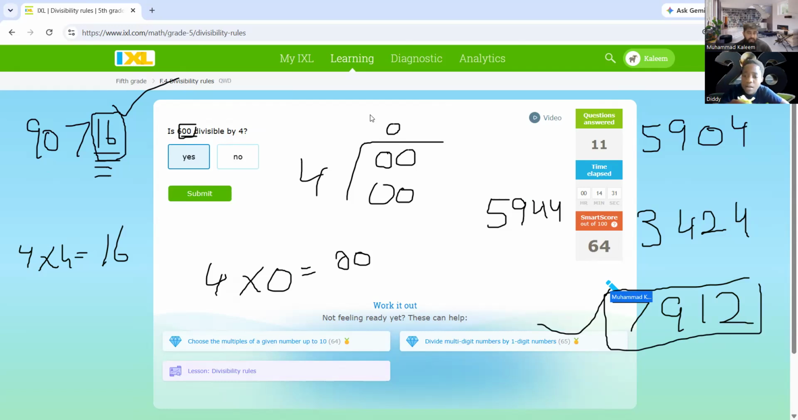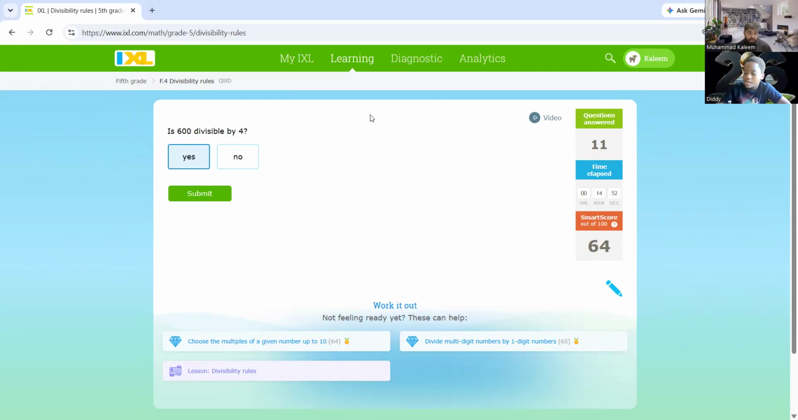I'm not checking by division. Why am I making this statement? Because I'm just checking the last two digits. I'm not doing the long division. If the last two digits are a multiple of 4, then the given number is divisible by 4. Okay, so yes, this is.